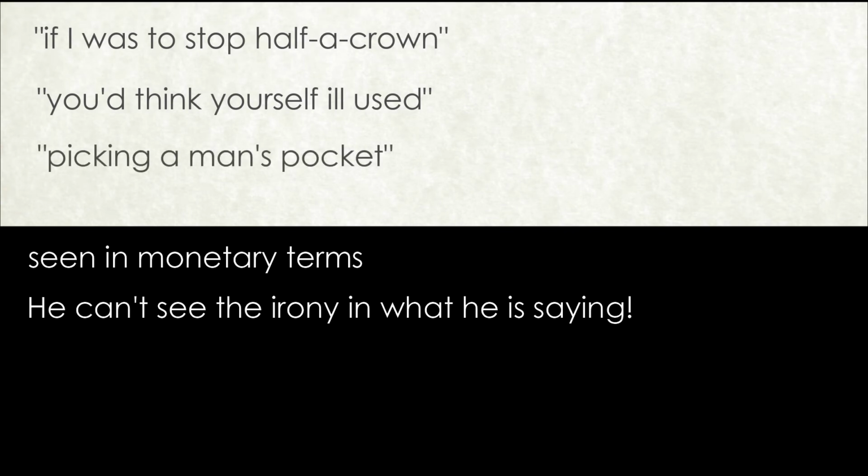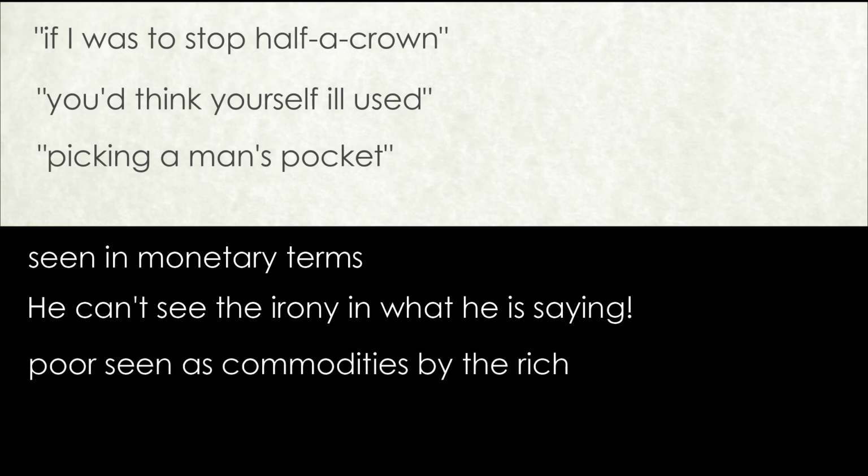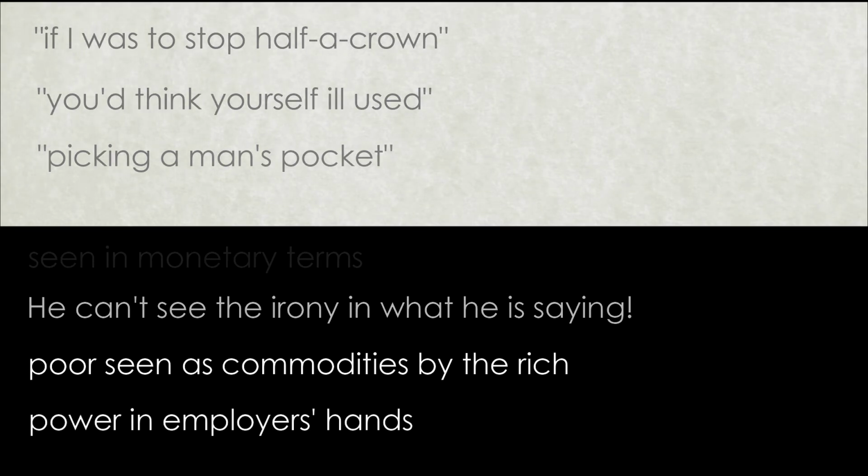Dickens uses Bob Cratchit's relationship with Scrooge in the first chapter to show that the poor, even if they were lucky enough to be in work, were seen as mere commodities to be exploited by their employers, and that the power really did lie in the employers' hands as to whether they were treated well or not.